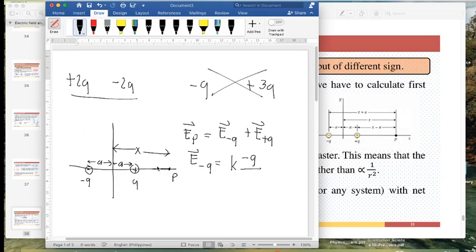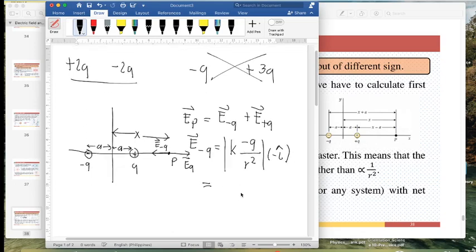What is its direction at field point P? Towards the charge. This is the E of the negative Q, while the electric field produced by the positive Q is pointing away from the charge. Here we have a negative Q. So I will just stick to the positive one, since this is only the magnitude. Then we have here the direction, which is negative i hat. There is no y component because it is a straight line along the x-axis.